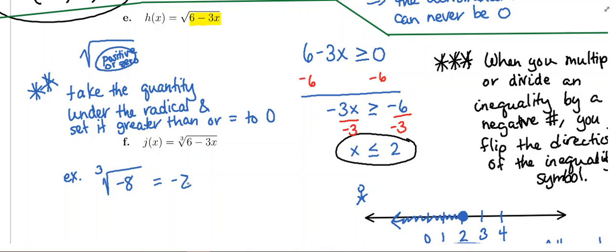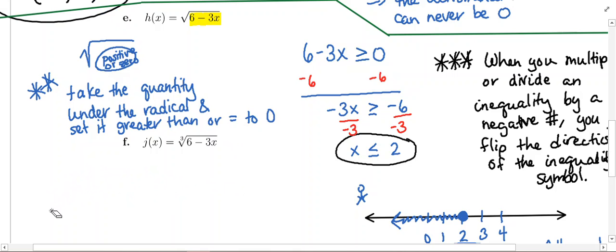So the concern that we had for square roots dissolves if we're dealing with a cubed root. If we plug in an x value and we simplify underneath the cubed root and we're left with a negative number, hey, it's okay. We can have a negative number under a cubed root. So that concern that we had for square roots is gone. What that means is there's nothing really that's going to get us in trouble.